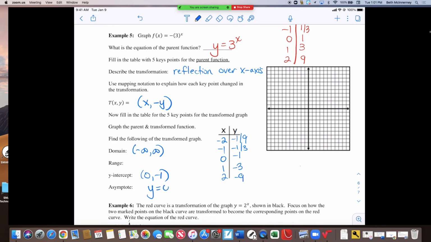My horizontal asymptote does not change with the reflection. Let me say that again. The horizontal asymptote does not change with the reflection. It only changes with an up-down shift. That's the only time the horizontal asymptote will change. So let's draw y equals 0. That's the x-axis.